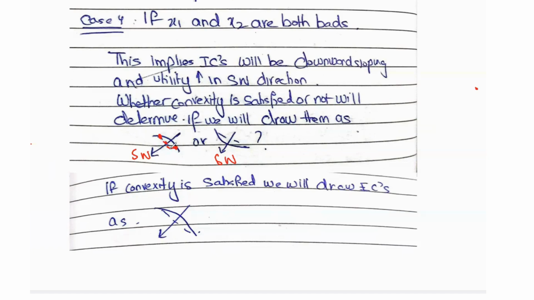And we can see any weighted average in this case, if we plot the IC like this, will be preferred to the indifferent extremes because they lie above the indifferent extremes in the southwest direction. So if convexity is satisfied, we will plot them like this.